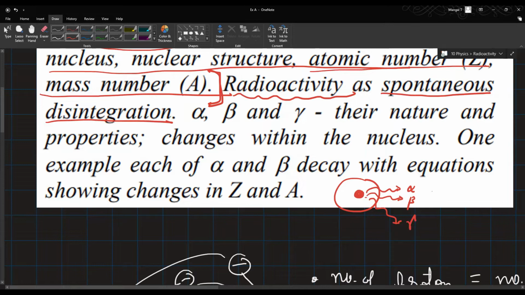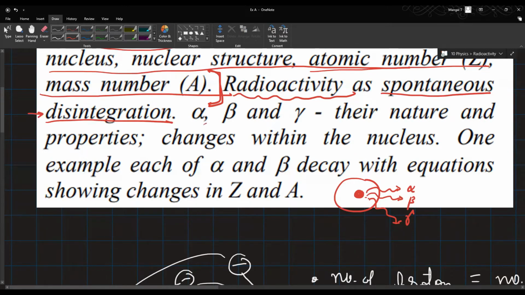Now when will alpha be given out, when will gamma be given out, or when will beta be given out? You cannot predict. You will not know. Now alpha will be given out, now beta will be given out. Nobody can predict it. That is the reason why it is called spontaneous. It is called spontaneous because you cannot predict the emission of alpha, beta, or gamma. It's based on probability.